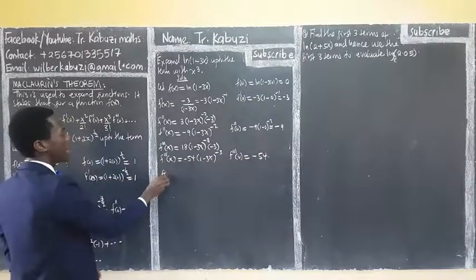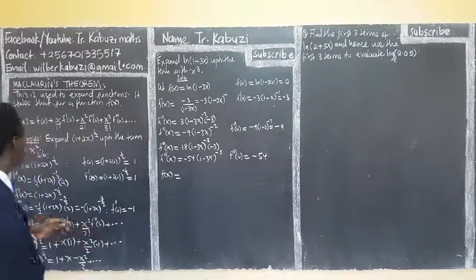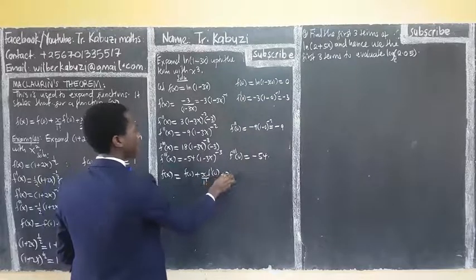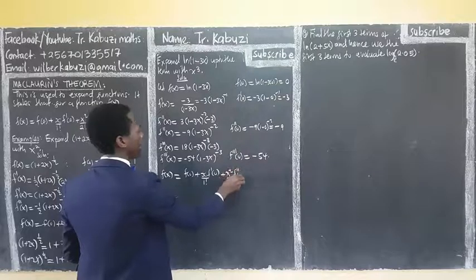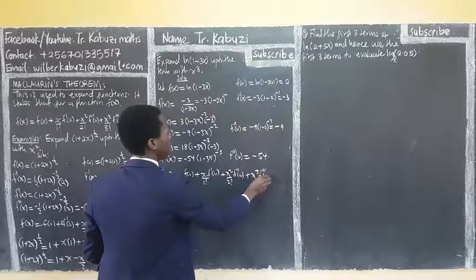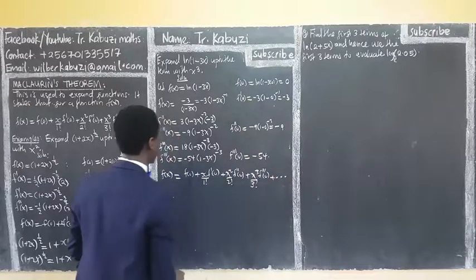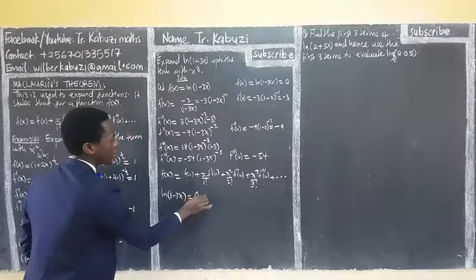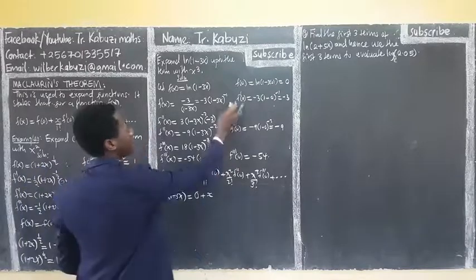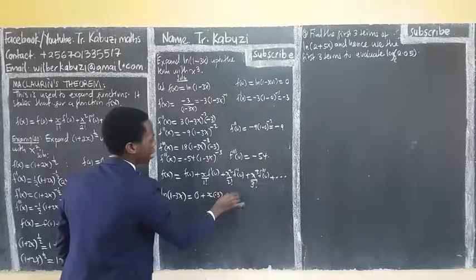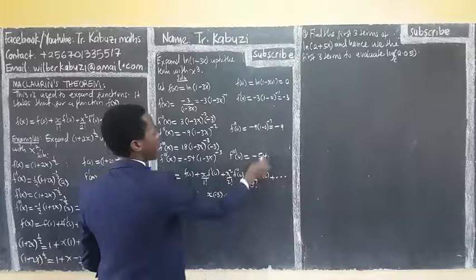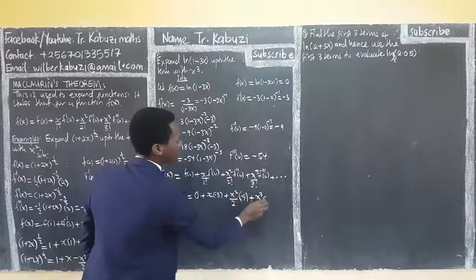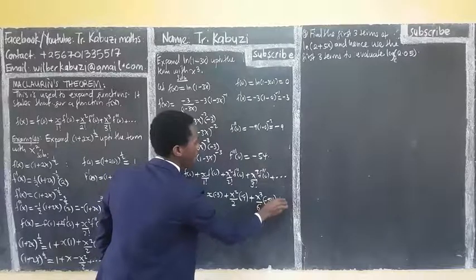Now put in my formula. My f of x will be f of 0, plus x f prime of 0 over 1 factorial, plus x squared f double prime of 0 over 2 factorial, plus x cubed f triple prime of 0 over 3 factorial, plus other terms. Now our f of x was natural log of 1 minus 3x. F of 0 was 0, then plus x, 1 factorial is 1, f prime of 0 is negative 3, then plus x squared, 2 factorial is 2, f double prime was negative 9, then plus x cubed, 3 factorial is 6, into negative 54, plus other terms.